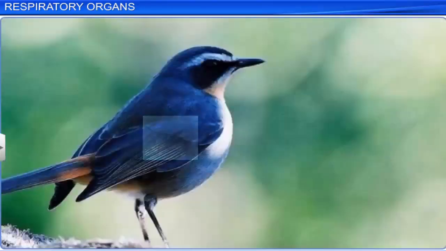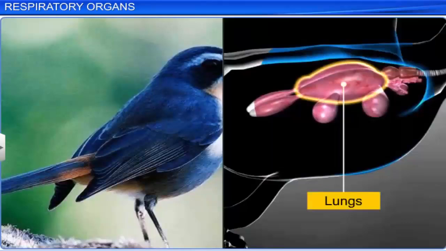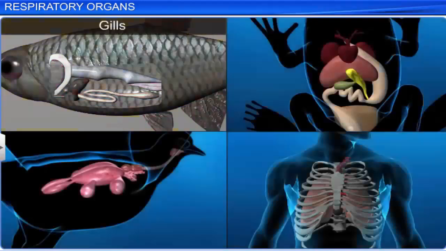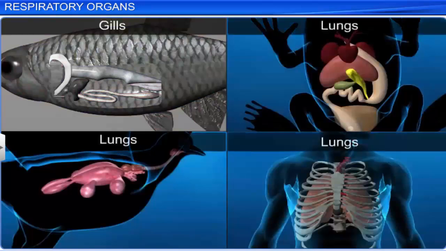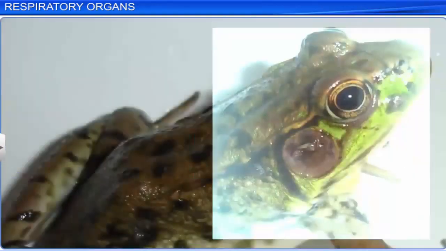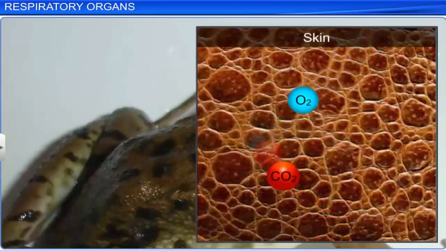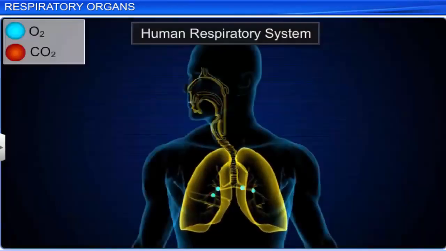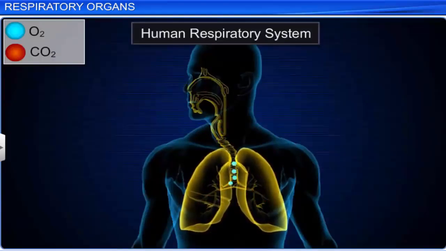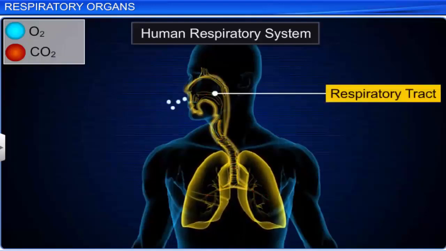Terrestrial forms of vertebrates use vascularized bags called lungs. Among vertebrates, fishes respire through gills, whereas amphibians, reptiles, birds and mammals respire through lungs. Apart from lungs, frogs can also respire through their skin. Among all animals, mammals have the most well-developed respiratory system. In humans, it consists of respiratory organs such as the respiratory tract and lungs.